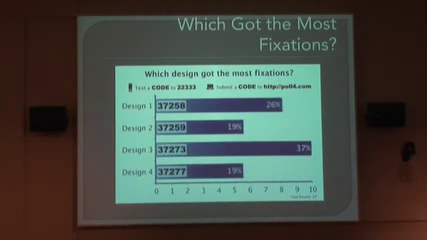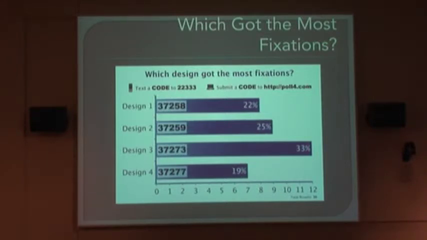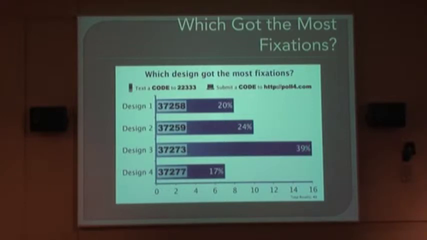Could it go 1, 2, 3, 4? Yes, it was 1, 2, 3, 4. I think the two with the pictures were at the bottom, 3 and 4. One was text only with the dark background, two was text with a light background, three was light background with picture, and four was dark background with picture. Anybody want me to repeat that? I think I said it right.